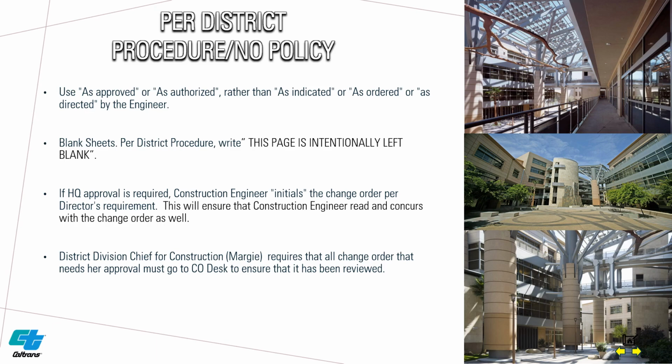Per district procedure, no policy, use as approved, or as authorized, rather than as indicated, or as ordered, or as directed by the engineer. Blank sheets. Per district procedure, write this page is intentionally left blank. If HQ approval is required, construction engineer initials the change order per D11 director's requirement. This will ensure that construction engineer read and concurs with the change order as well.